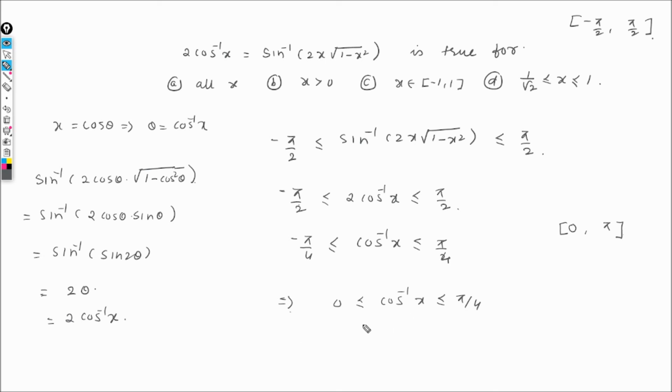So taking cos on both sides, cos 0 is less than or equal to cos of cos inverse x, which means x, is less than or equal to cos of pi by 4. So cos 0 is 1, so 1 is greater than or equal to x greater than or equal to 1 upon root 2. This implies 1 upon root 2 is less than or equal to x less than or equal to 1.